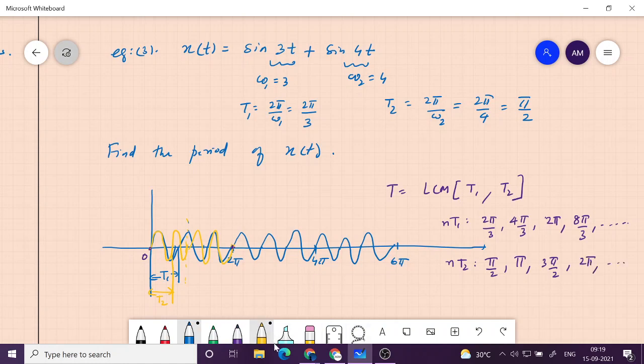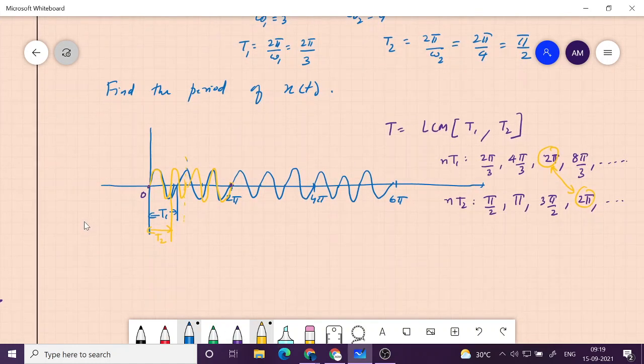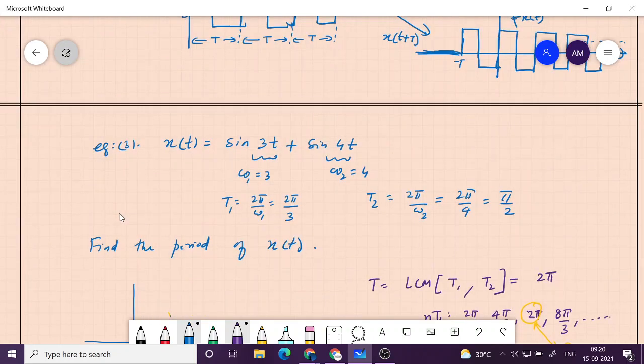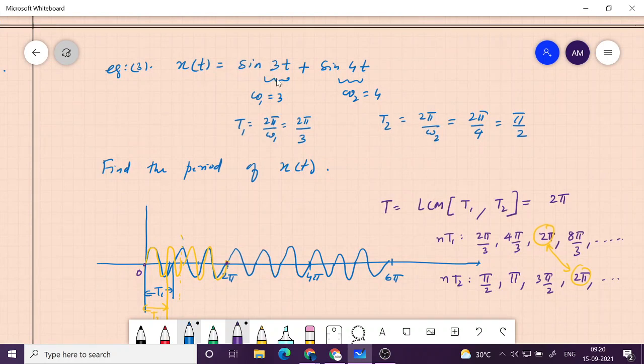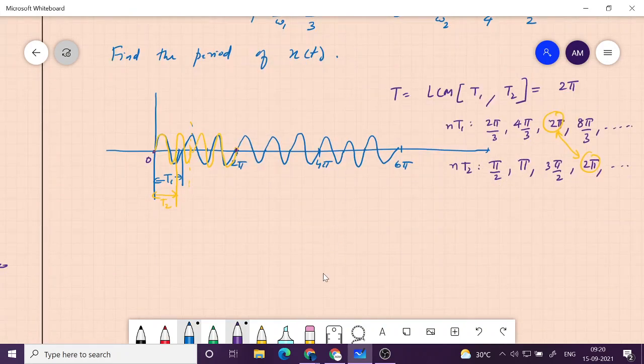So now you can see that 2 pi is the least common multiple. Just like you have studied in school how to find LCM, if you have T1 and T2, just find the LCM, and that will give you the period. The period of the sum of the signal is 2 pi. So I hope that is clear. If you have two sine waves, you can find the individual periods: you know the omega, so T1 is 2 pi by omega 1, and similarly 2 pi by omega 2, and then you take the LCM of T1 and T2.